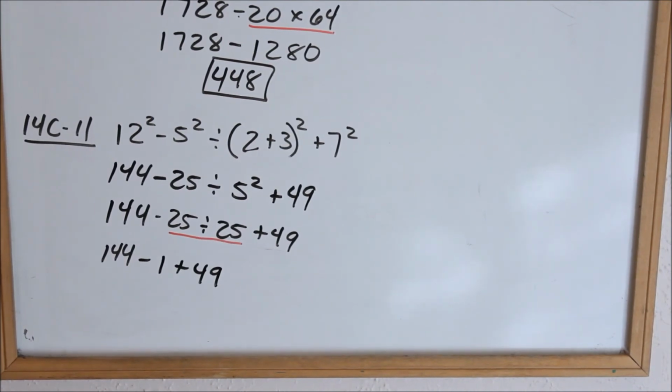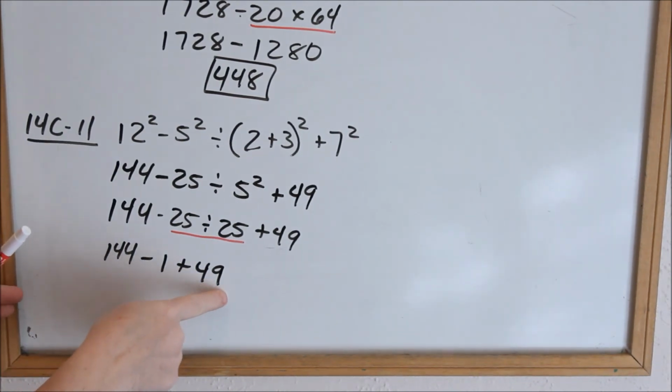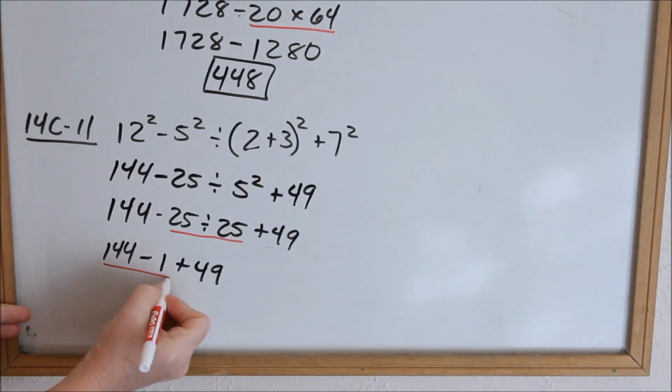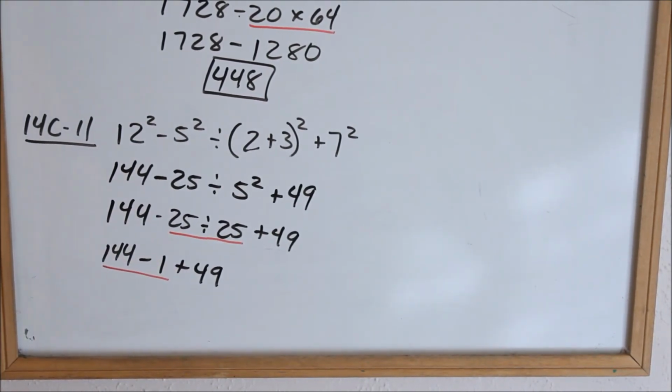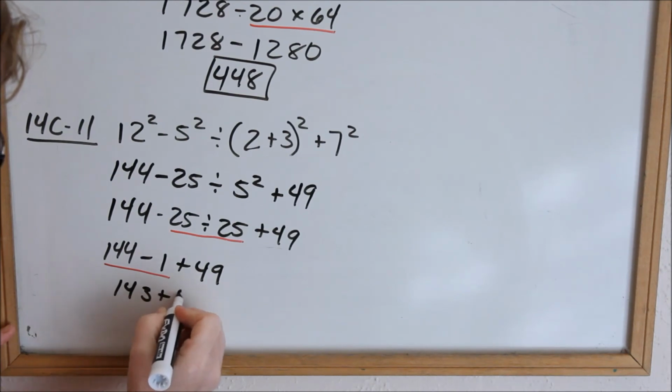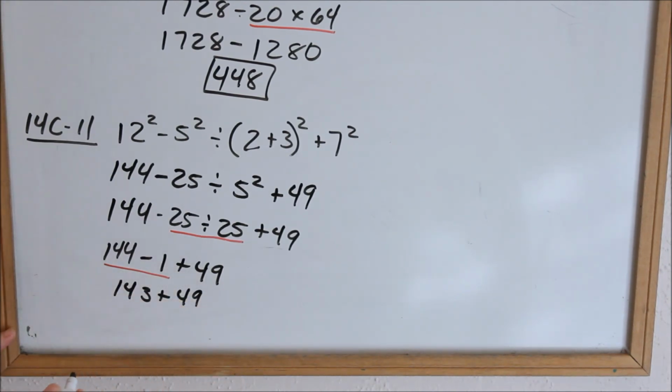Okay, PEMDAS then says you add and subtract. One's not more important than the other. You do them from left to right, the way that you come to them, the way that we read. So we do these first, in the order that you read. 144 minus 1 is 143 plus 49.